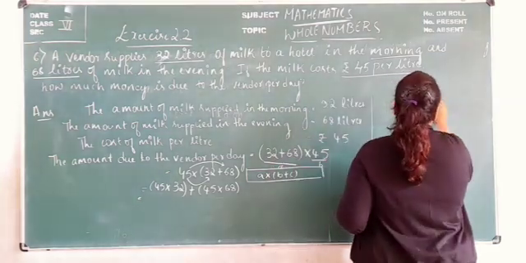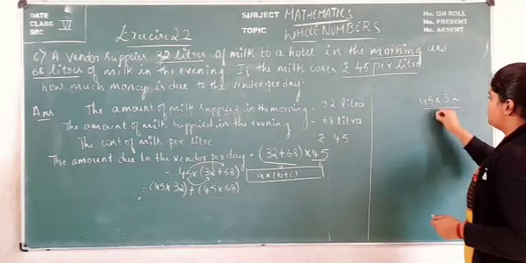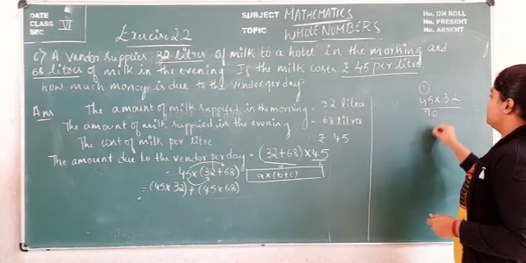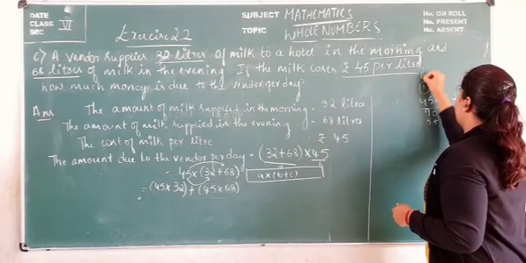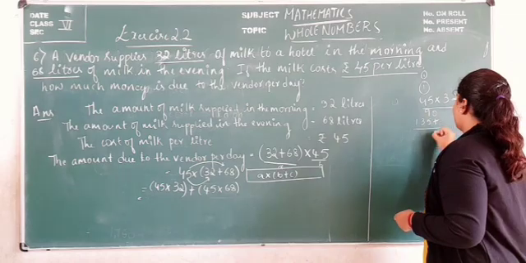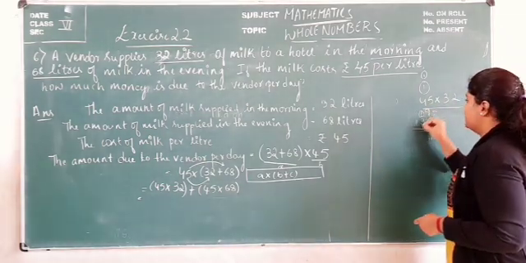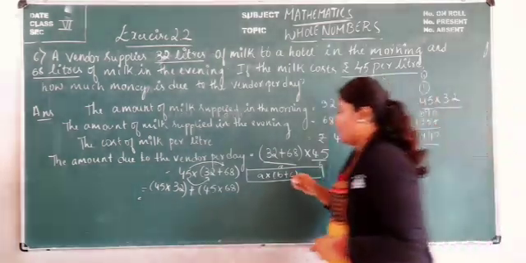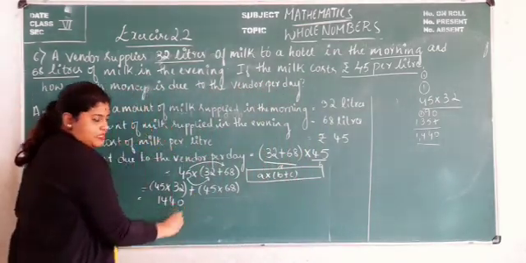So 45 into 32. So 2 5s are 10, so 0, 1 carry. Then 2 4s are 8, 8 plus 1, 9, plus 3 5s are 15, so 5, again 1 carry. 3 4s are 12, 12 plus 1, 13. So what is 9 plus 5? 14. So 4, 1 carry. And 1 plus 3, 4. So we got 1440. Next we have plus sign in between.